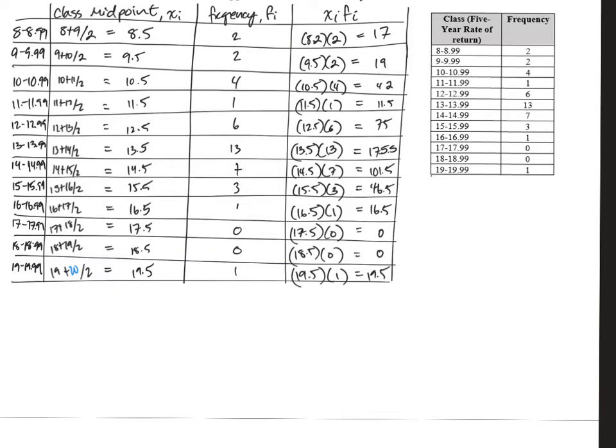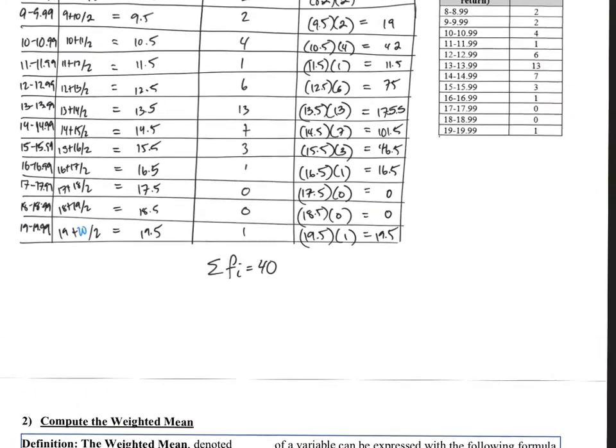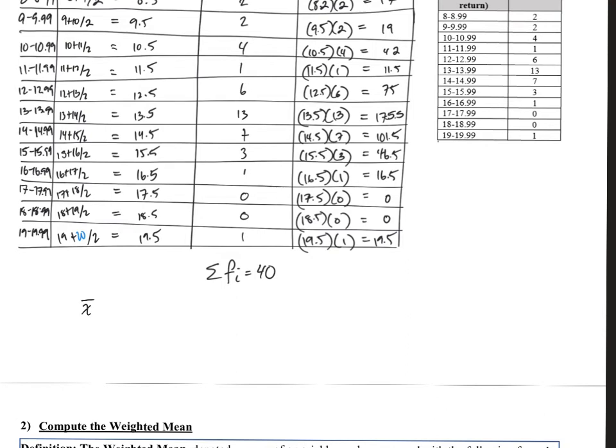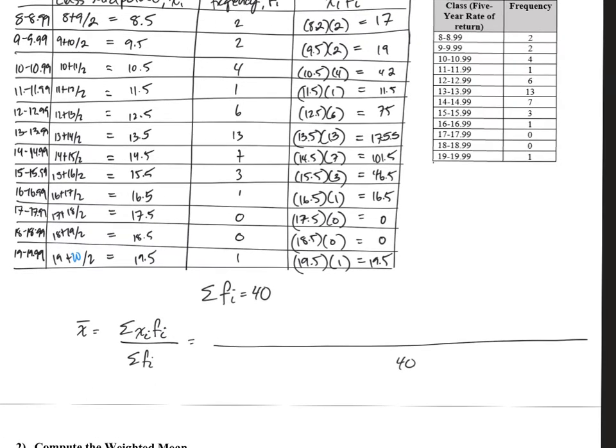So the sum, oops, wrong pen again. The sum of the following column right here of f sub i, adding up all of these values, you'll get 40. And then the sum of x sub i, f sub i. Let's go ahead and do that on the side. So we know that x bar is sum of x sub i, f sub i, all over sum of f sub i. We know the sum of f sub i is 40. And then what are the sum of the x sub i, f sub i?